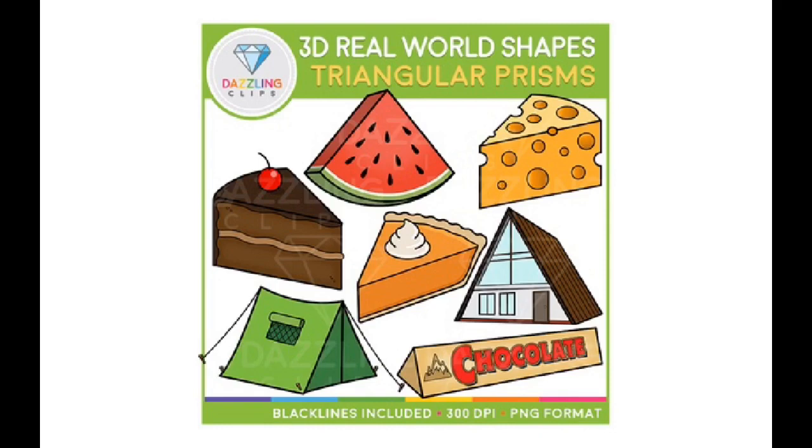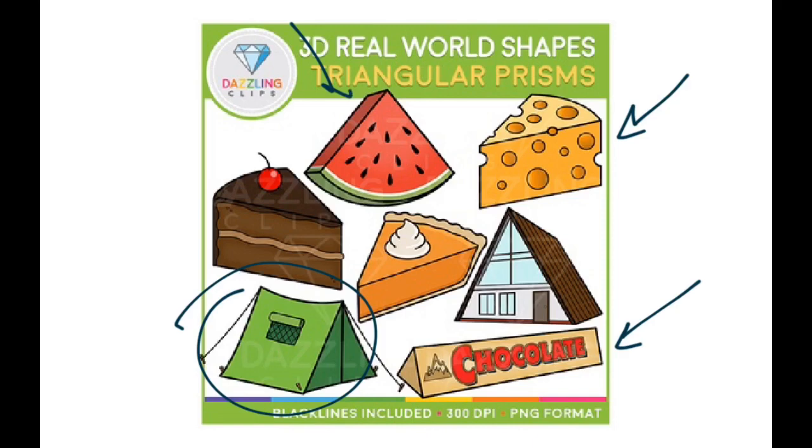Think warm thoughts from me tonight, guys, in my triangular prism when I sleep inside of my tent, which looks very similar to that one, in my triangular prism. I wish that I had these other examples of triangular prisms in my tent with me. That would make me very happy if I had pie and cake and watermelon and cheese and chocolate and a nice warm house. Those are all examples of triangular prisms.